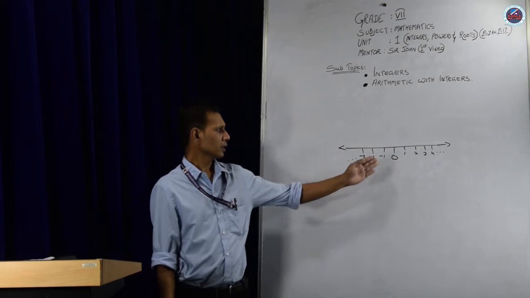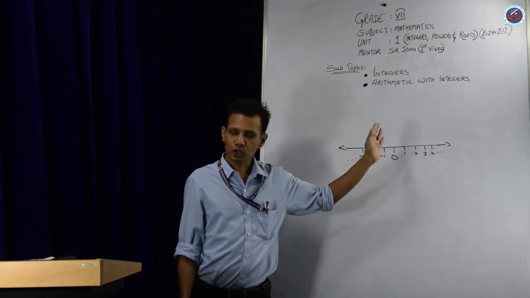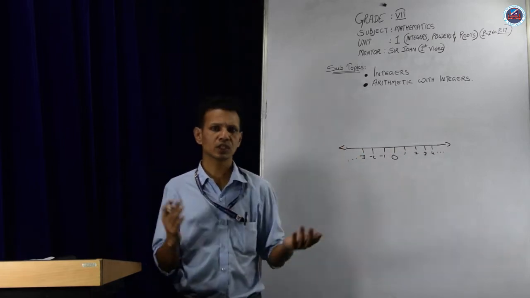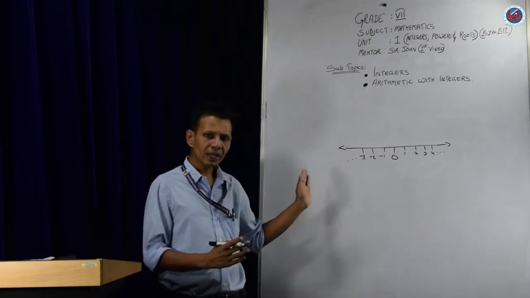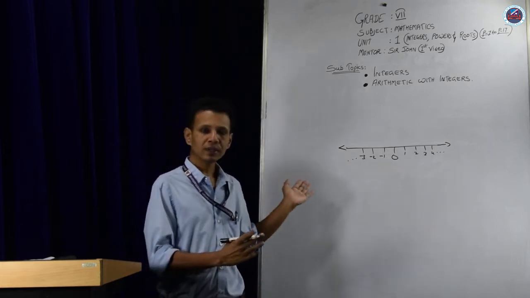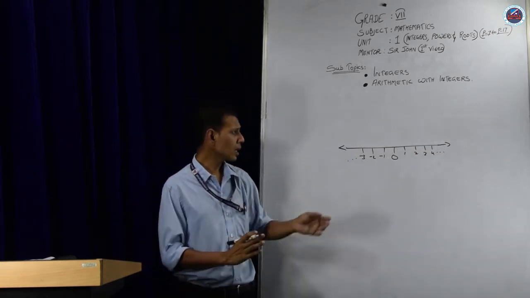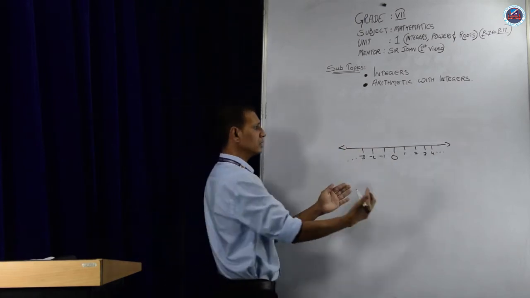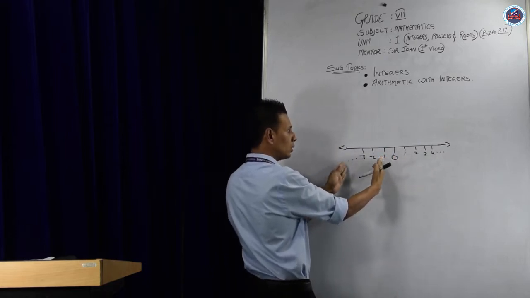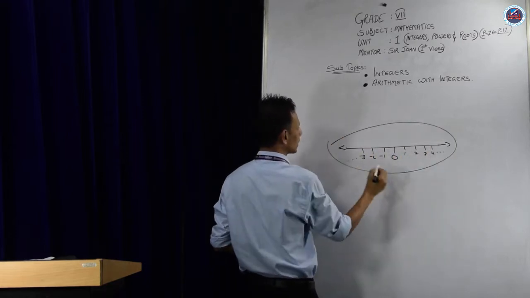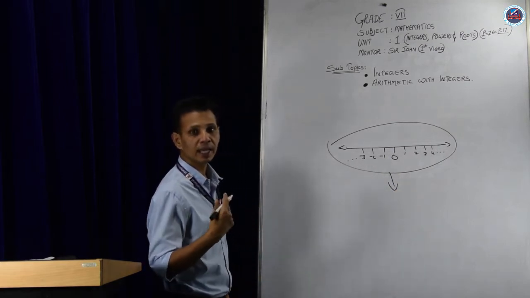This 0 is at the center. It belongs to neither positive nor negative. That's why 0 is neither positive nor negative. It is a special number that divides positive numbers from negative numbers. Now let me come straight to the point. All the positive numbers, 0, and all the negative numbers together get a very special name in maths. Together we call them integers.